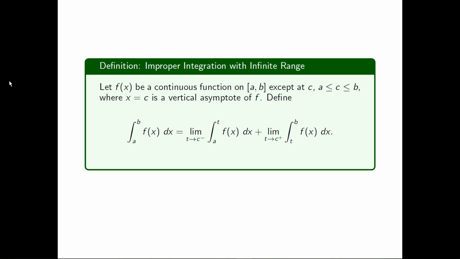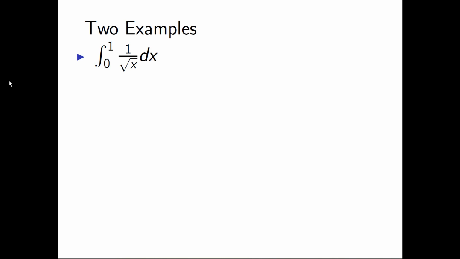And again, we're going to be interested in, does it give us a finite number? Does the limit exist? In which case, we can call it convergent. Otherwise, it's divergent. Okay, and again, we're going to take a couple of examples. To make this a little simpler, I've just taken the vertical asymptote to at one end. So in this case, you'll notice we have a 0 right here as one of the limits, and our function is undefined at 0 because it has a vertical asymptote.